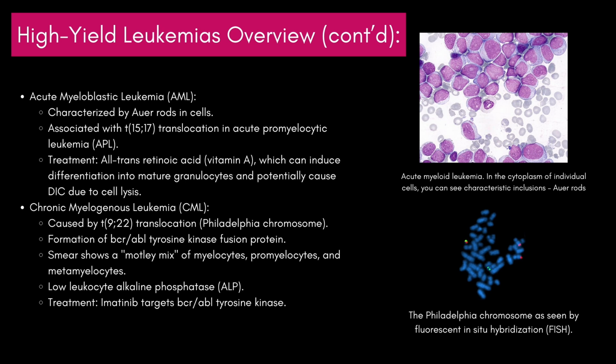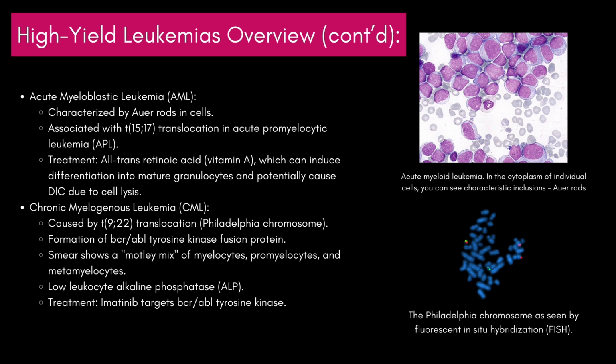Acute myeloblastic leukemia, AML, is characterized by Auer rods in cells, associated with the 15;17 translocation in acute promyelocytic leukemia, APL. Treatment: all-trans retinoic acid, vitamin A, which can induce differentiation into mature granulocytes and potentially cause DIC due to cell lysis. Chronic myelogenous leukemia, CML, caused by the t(9;22) translocation, the Philadelphia chromosome, forming the BCR-ABL tyrosine kinase fusion protein.